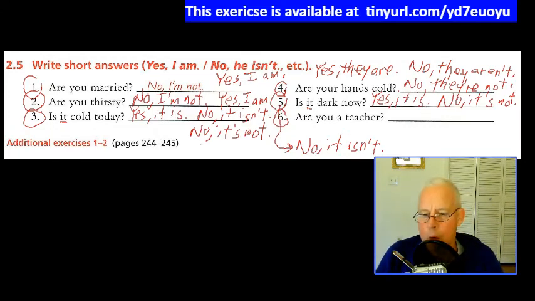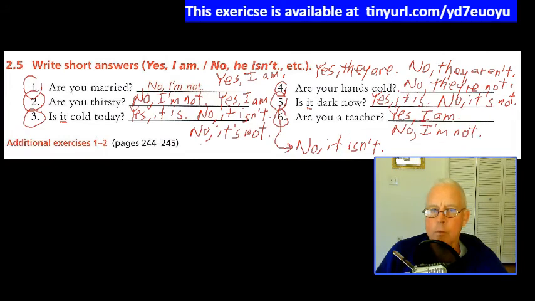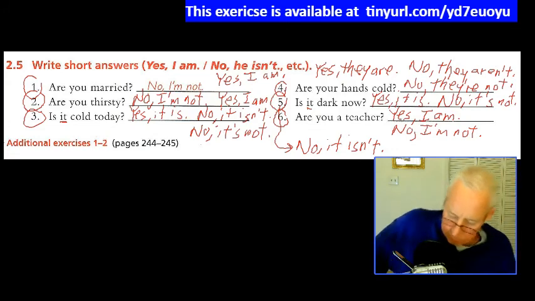So last one, are you a teacher? Well, I would have to say yes, I am. That's the only positive answer, no contraction. Or if you're not, you would have to say no, I'm not. Only possible contraction, like number 1 again.